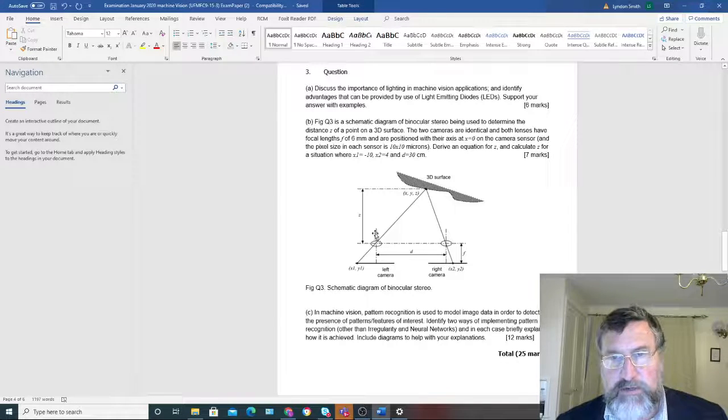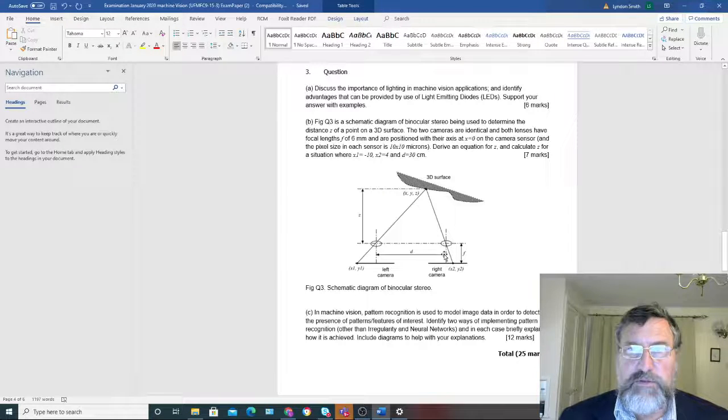So here we've got a setup. These are schematic diagrams showing the two cameras. This is the axis of this camera, and this is the axis of this camera. When we say that the axis is x equals 0, we just mean that the position in the pixel array where x equals 0 is where this line is, and also x equals 0 here is where this line is. So we've got to derive an equation to work out Z, the distance, in terms of these other parameters.